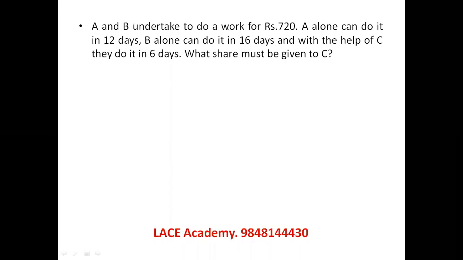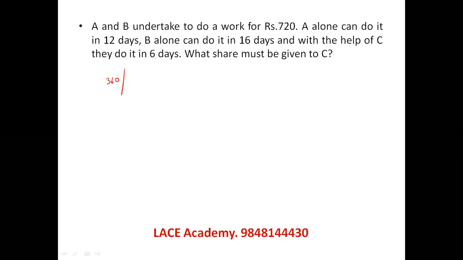A and B undertake a work for 720 rupees. A alone can do it in 12 days. B alone can do it in 16 days. With the help of C, they will be completing it in 6 days only. So he is asking how much is to be given to C. If A works alone for 12 days, he will be getting all the 720 rupees. So every day he is getting 60 rupees. Now he is working only 6 days. So he will be getting 6 times 60, which is 360.